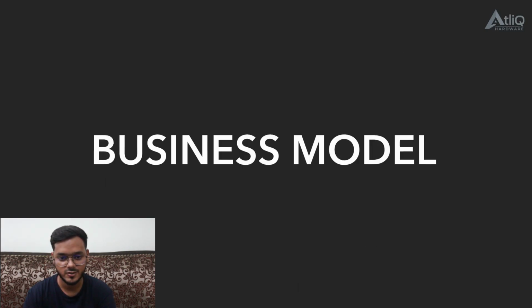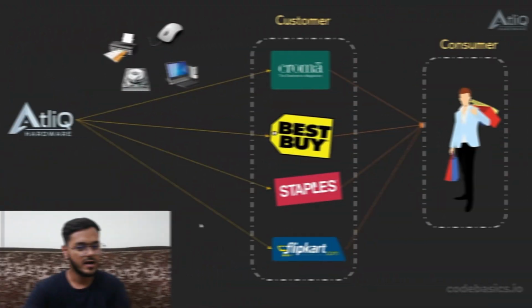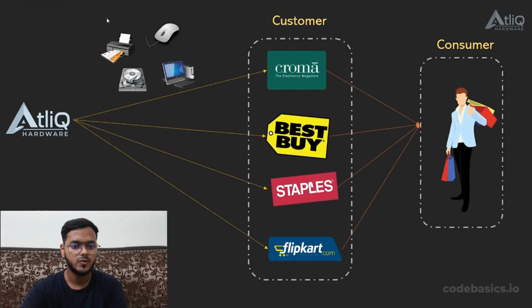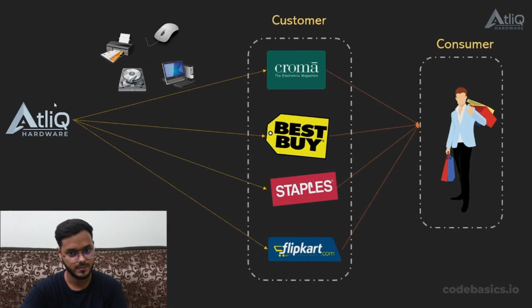So let's move ahead to the business model. AtliQ Hardware is a company that sells computer peripherals like mouse, keyboard, hard disk, SSD, and many more devices to stores like Chroma, Best Buy, Staples, Flipkart, and many more. These stores sell these products to end users like me and you all. So if I summarize, these stores are customers for AtliQ Hardware and the end users like me and you all are consumers for AtliQ Hardware.